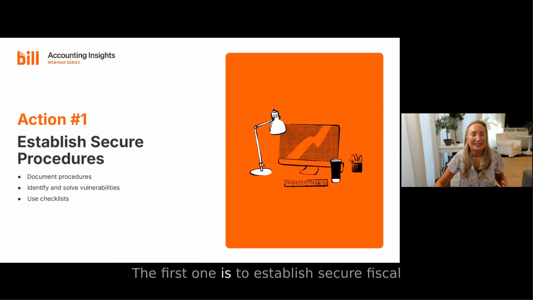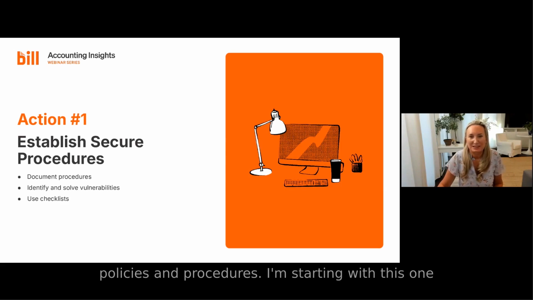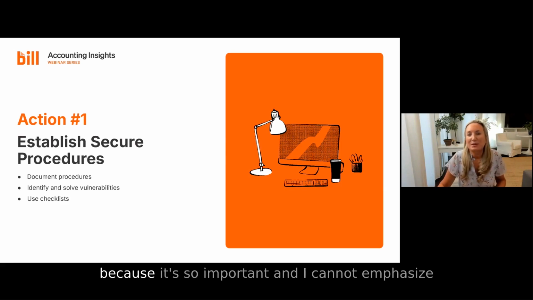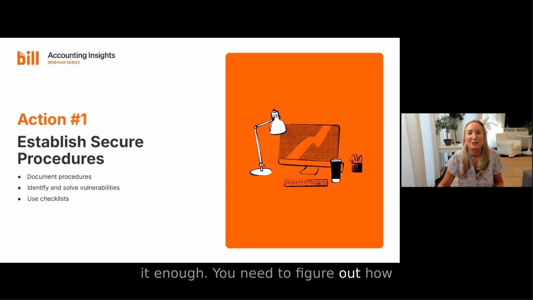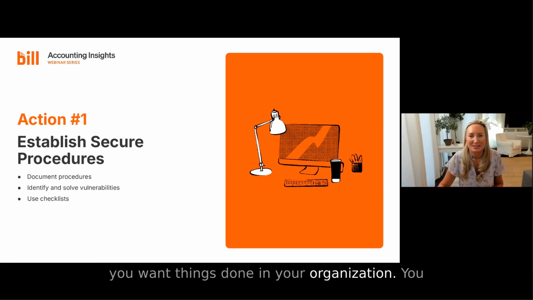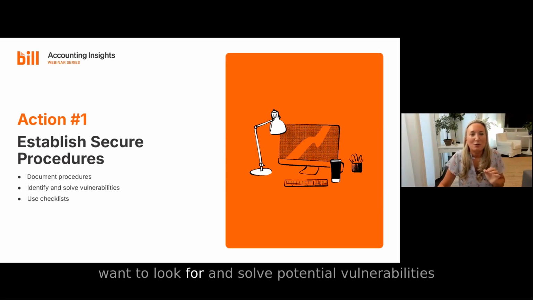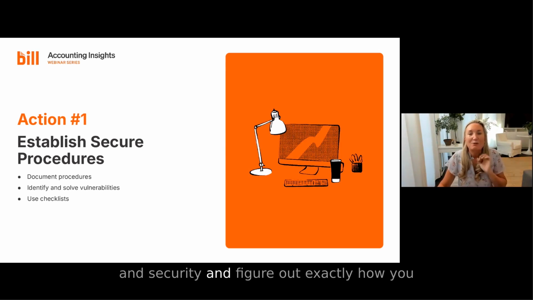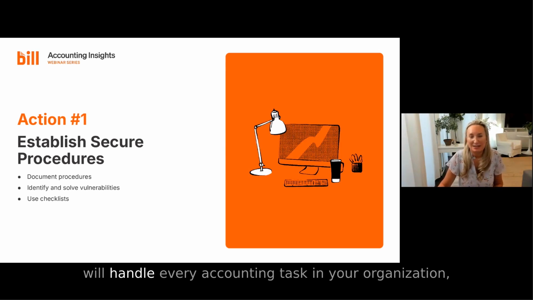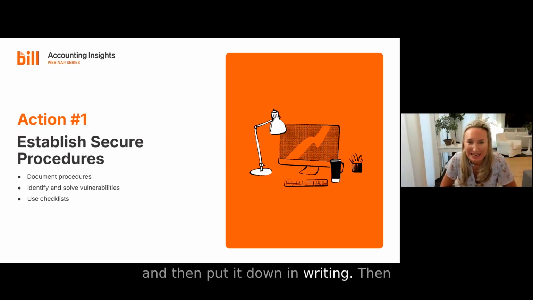The first one is to establish secure fiscal policies and procedures. I'm starting with this one because it's so important and I cannot emphasize it enough. You need to figure out how you want things done in your organization. You want to look for and solve potential vulnerabilities in security and figure out exactly how you will handle every accounting task in your organization, and then put it down in writing.